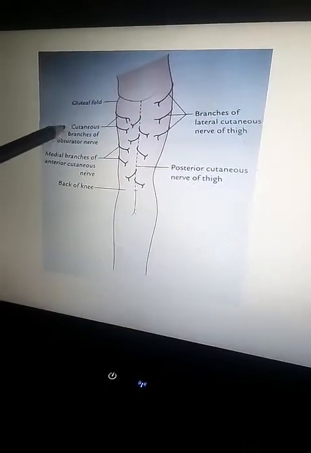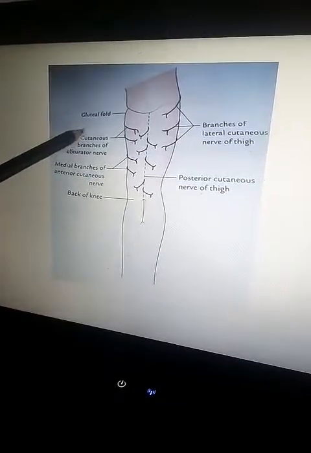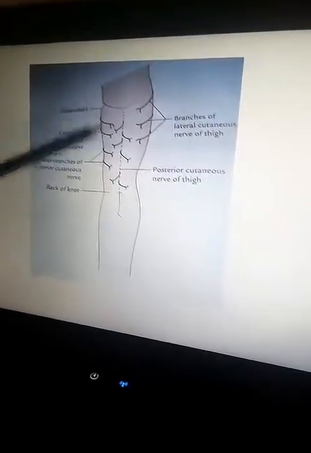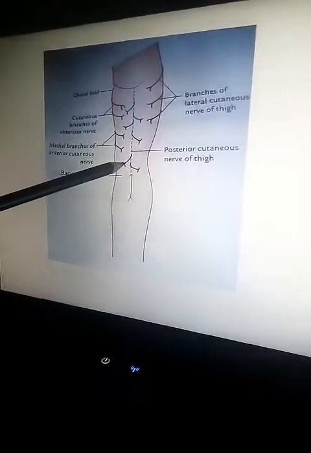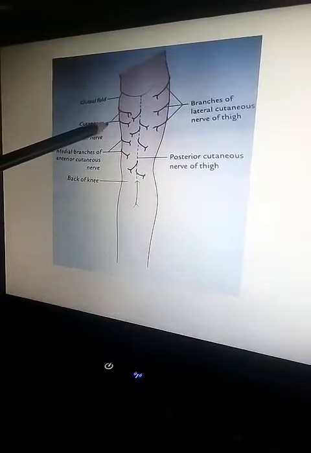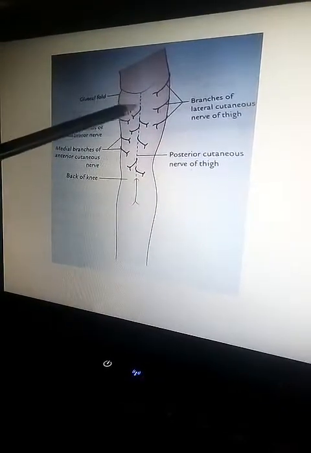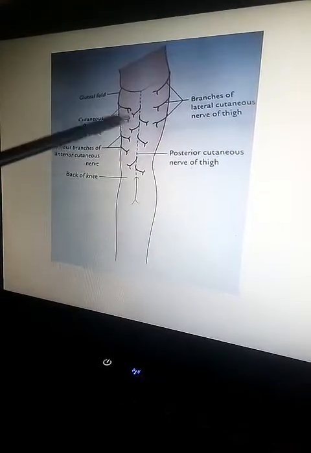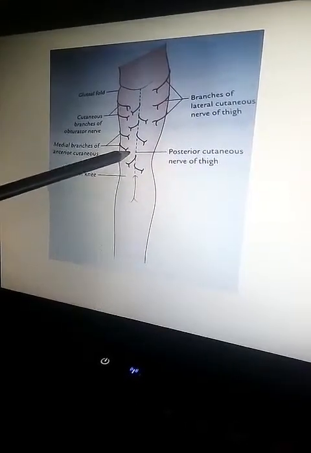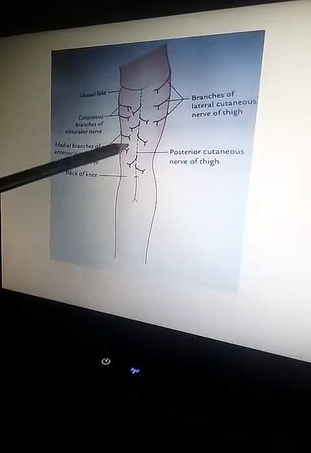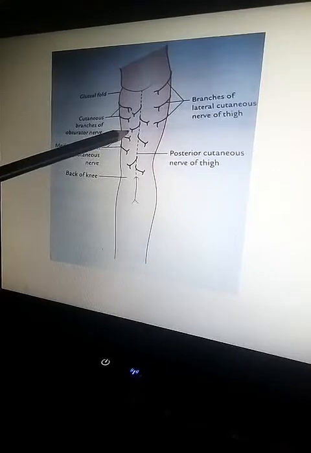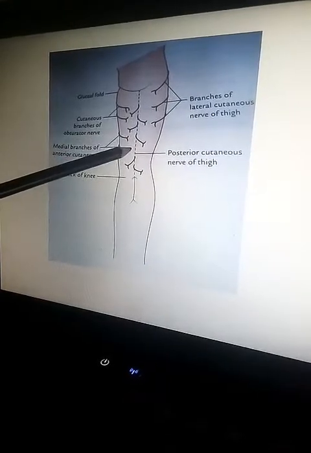The back of the thigh. The back of the thigh extends from the gluteal fold above to the back of the knee below. The skin over the back of the thigh is supplied by the posterior cutaneous nerve of the thigh, which runs downwards in the midline on the back of the thigh, deep to the fascia lata and superficial to the long head of the biceps femoris.